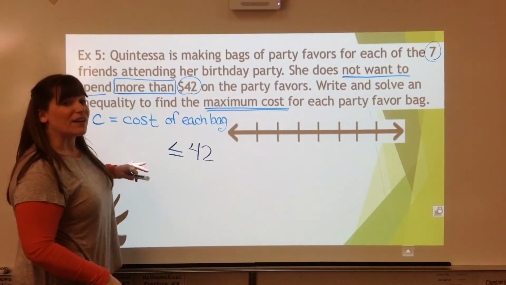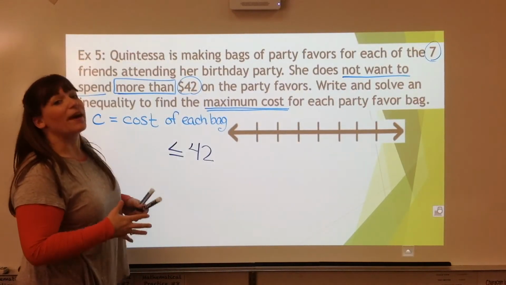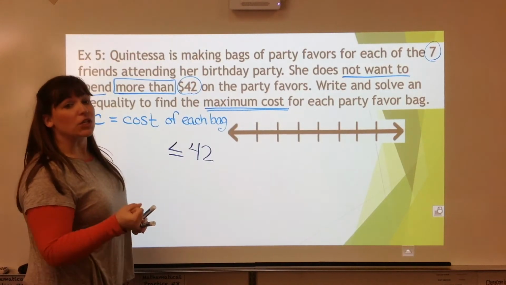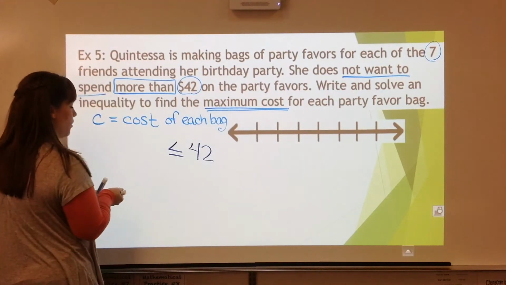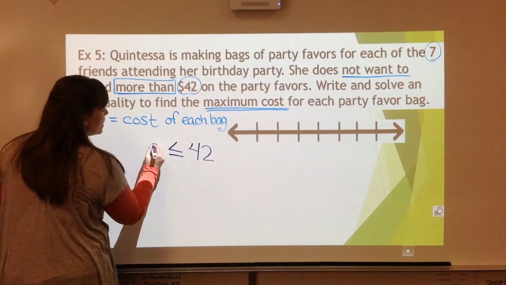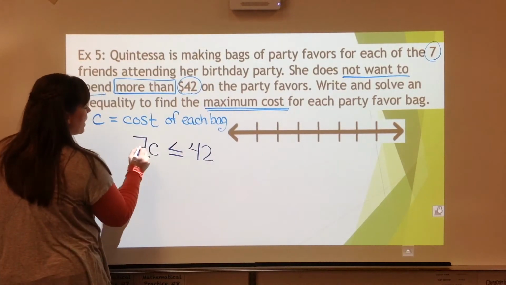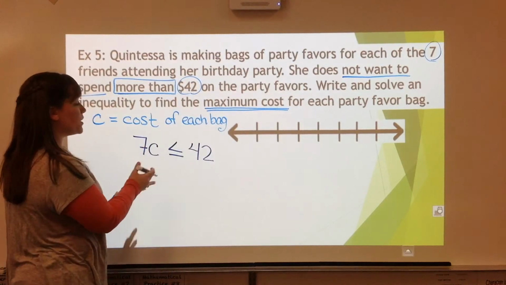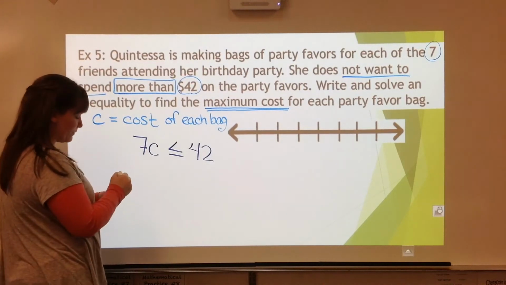So let's figure out the left-hand side. 7 friends need a party favor bag. That party favor bag is going to cost C. We don't know. But to find the total, we can take the cost and multiply it by the 7 people that are going to need those bags. So here's our inequality. Step 1 done.